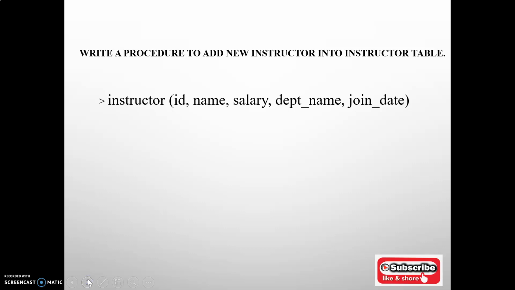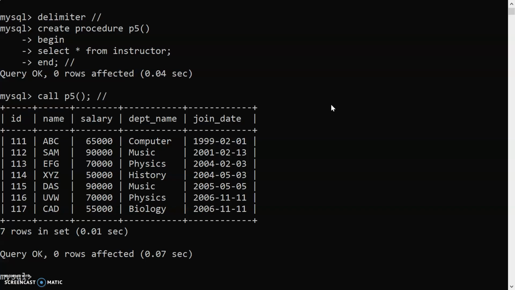So in the second part, I will show you how to write a procedure to add a new instructor into the instructor table. To add a new instructor into the instructor table, simply we execute an insert statement: insert into instructor and the values. But with the procedure, how to add a new instructor, that I will show you. Already we have this table instructor with these attributes. So I will show you how to create that procedure.